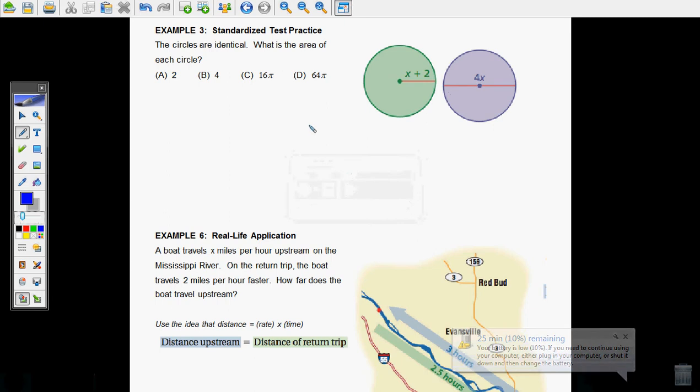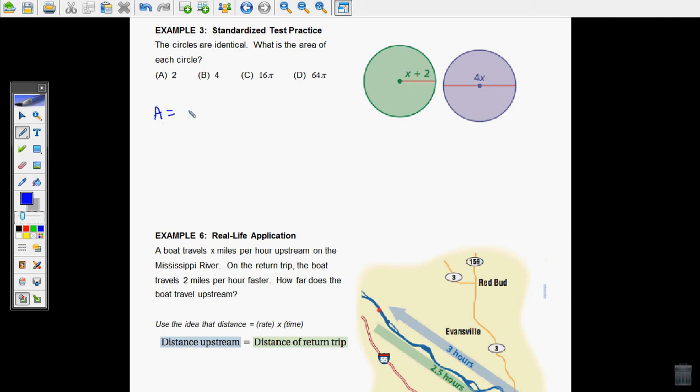Well, what's the formula for the area of a circle, I guess? Area should equal pi r squared, right? So I really only just need the radius of one of these things, because they're both identical circles. However, the radius is masked in this x plus 2 idea, or half of the diameter, which over here says that it's 4x. So I somehow have to figure out what x is in order to get the radius, which I can then put into the equation. So there's a couple of steps I need to take.